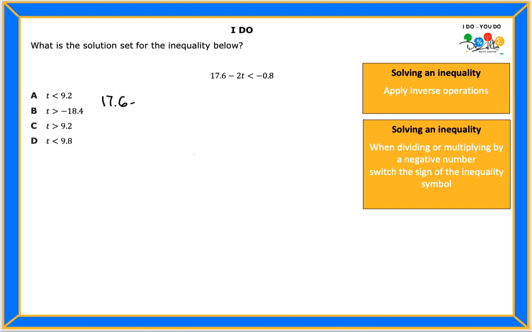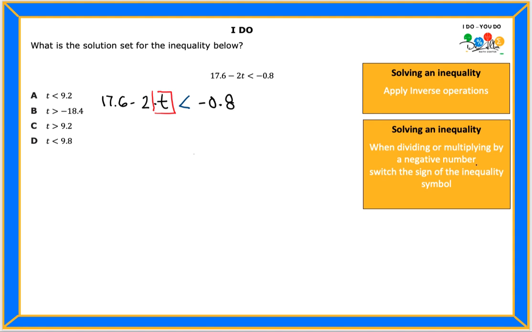17.6 minus 2 times t. And this is the value that we're looking for. And I like to add a multiplication dot just to remind me that this is a multiplication. Okay, then we write the inequality symbol less than, and then we have the decimal number negative 0.8.